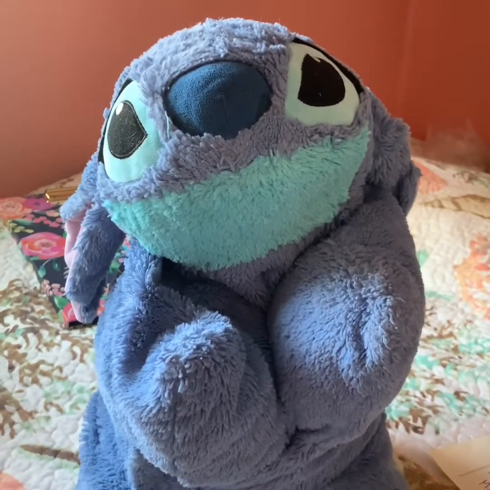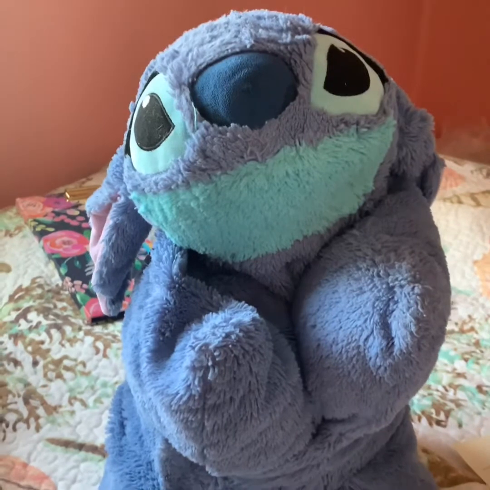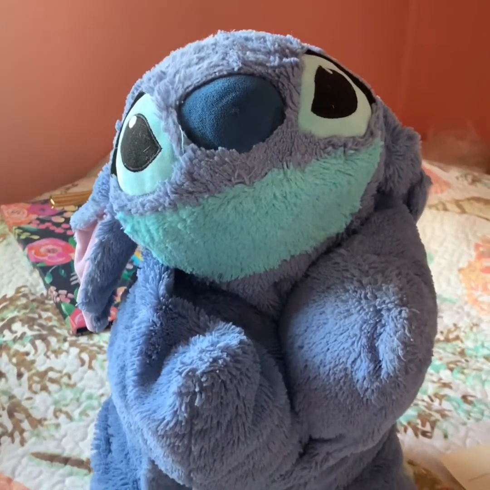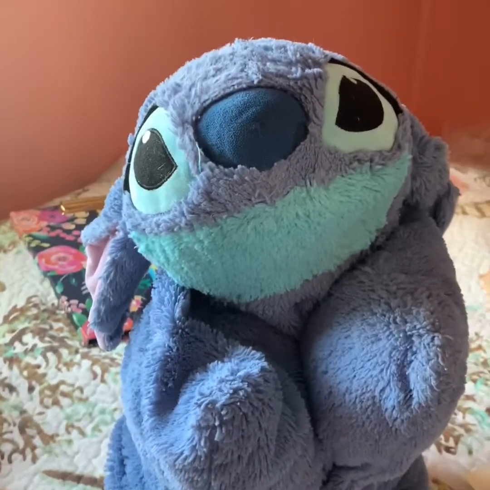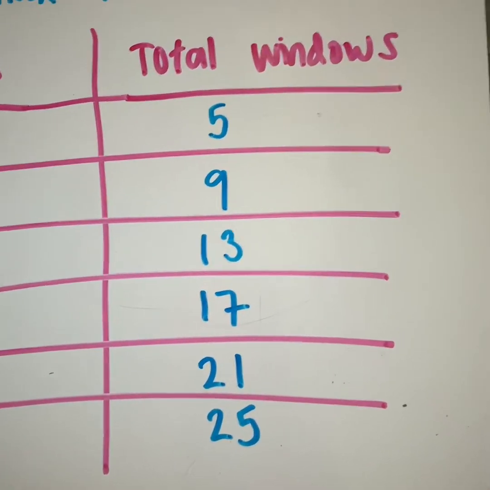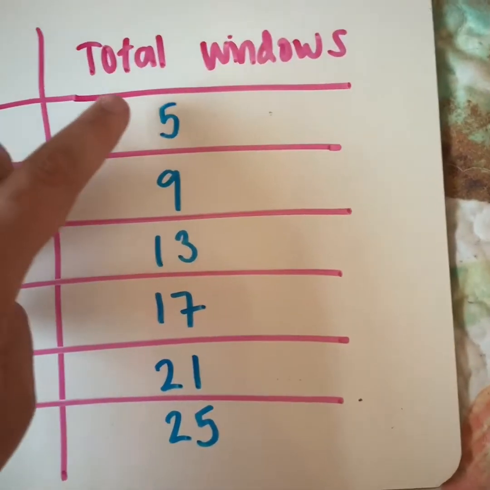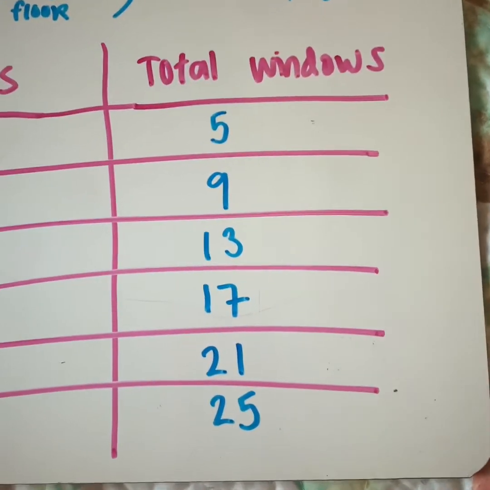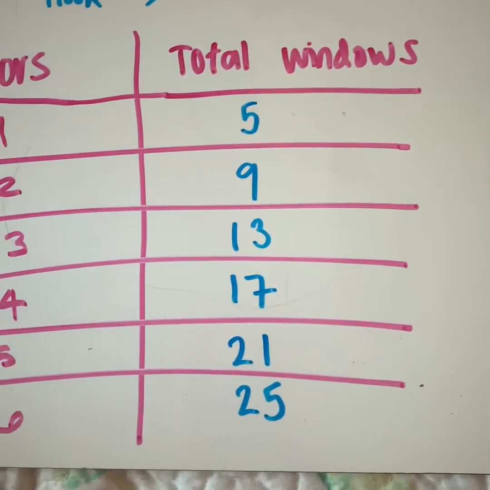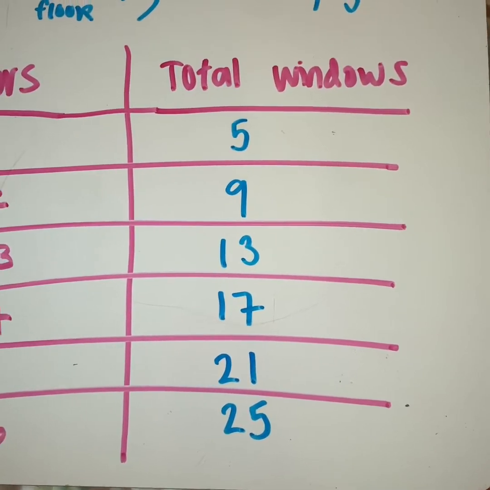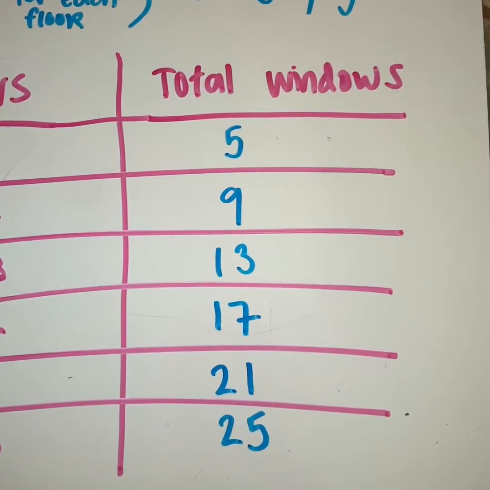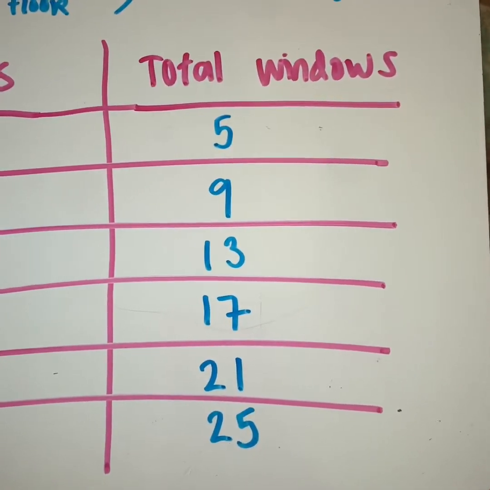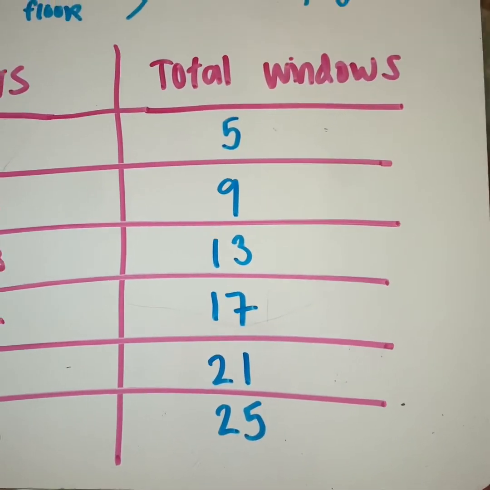But Stitch is over here like, yeah, I know. I filled that out a couple of times last week. I did all of my homework, but I noticed something really important about the table. He pointed out that every one of these numbers we have for total windows is odd. It's an odd number. And if we're looking for Miss Foxy to see if she'll ever have exactly 50, we know that 50 is an even number.